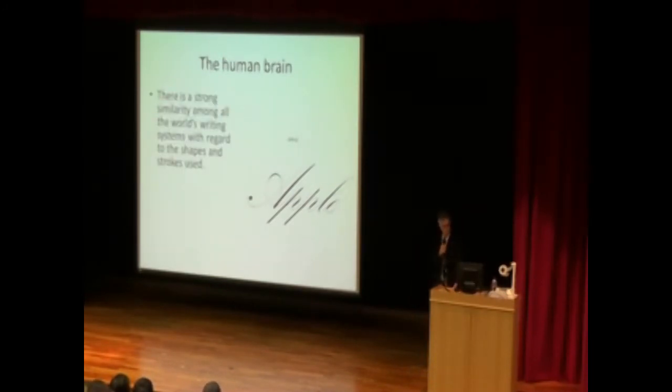So there's a strong similarity among all the world's writing systems with regard to the shapes and the strokes used. So our brain is remarkably able to just derive meaning despite using remarkably different types of strokes. Small number of shapes and strokes, although it doesn't look like it when you look at these two words.